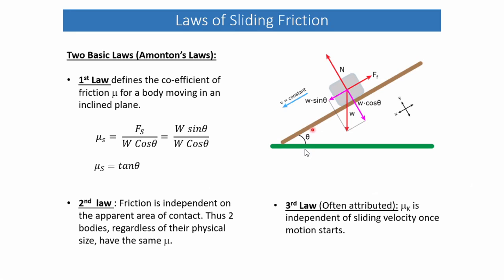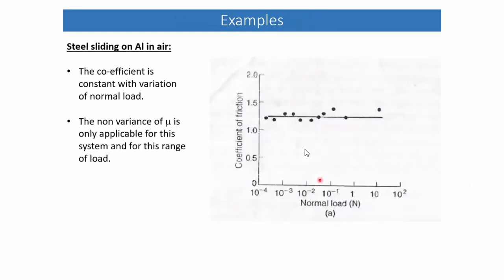The second law says that the friction is independent of the apparent area of contact, something we will explore later on. And the third law says that the kinetic friction is often independent of the sliding velocity. So let's look at this first example. We have steel sliding on aluminum in air, and we see that when we apply load, there is no change in the coefficient of friction. So in this case, the coefficient of friction is independent of the applied load.